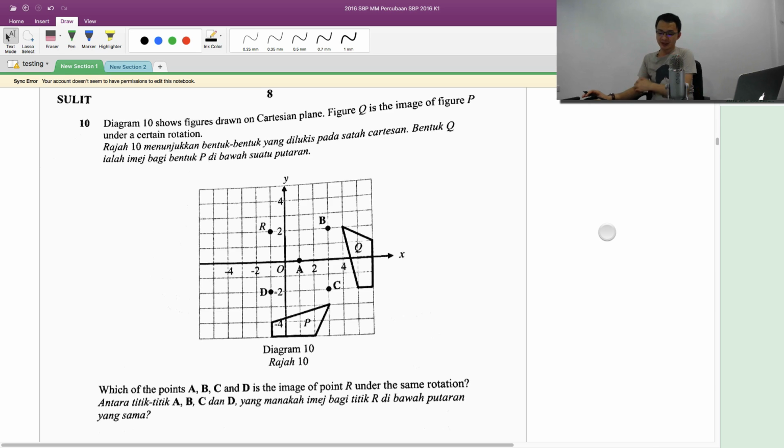Okay. Diagram 10 shows a figure drawn on the Cartesian plane. The figure Q is the image of P. So this one is the image, and this one is the object. I always like to find out which one is the image and which one is the object under a certain rotation. So definitely I know it's a rotation, and I try to find the rotation point among them.